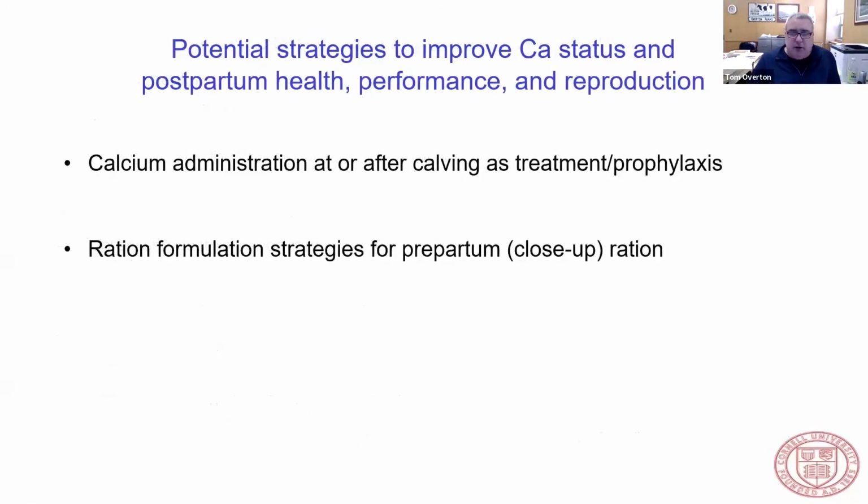So how might we do it? How do we improve calcium status and postpartum health? There are really two potential options, right? We can either give them calcium at or after calving as, I would say, treatment or prophylaxis. This doesn't prevent hypocalcemia. This would be treatment, or prophylaxis, which I know is technically preventive, but the reality is it really doesn't do that. The only way to really prevent it is to look at diet strategies in that close-up diet or prepartum diet.